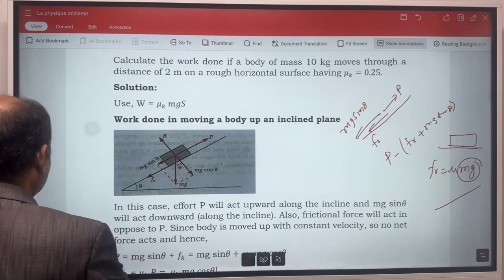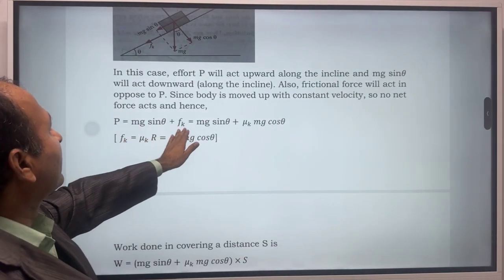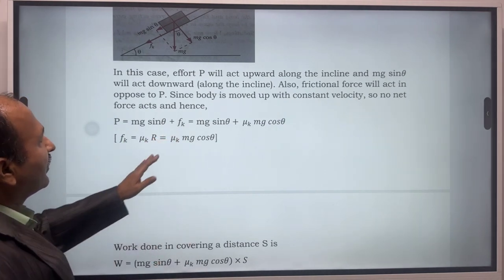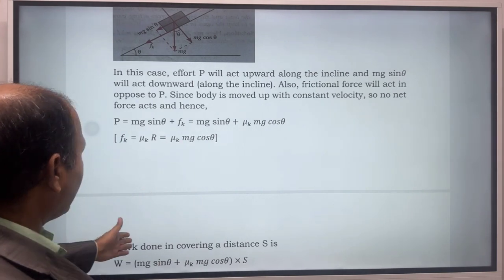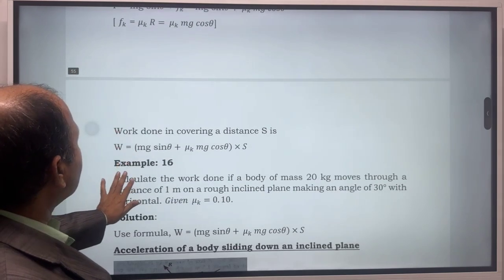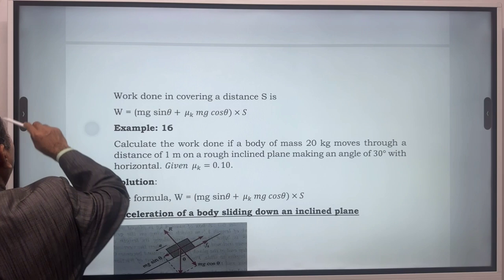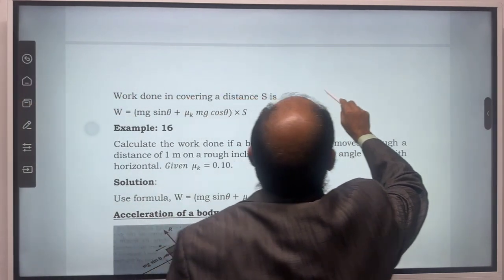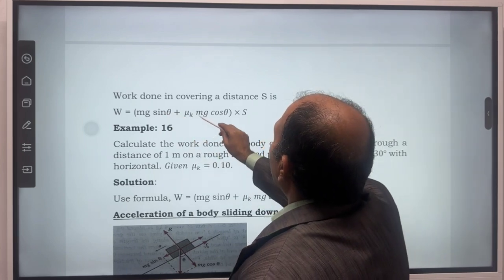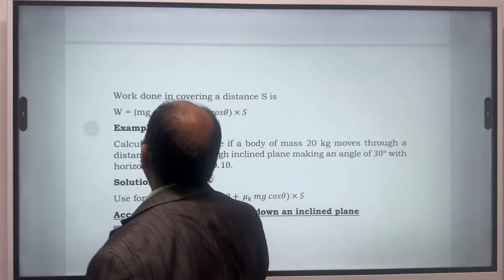So that is given here. Mg sin theta plus these two forces will be the opposing force. Frictional force is mu k mg cos theta, and the work done will be, as I told you, total force. So here in this question, total force is taken as just the two forces that are opposing. So opposing forces mg sin theta and mu k mg cos theta, as I have shown you. So work done can be easily calculated.